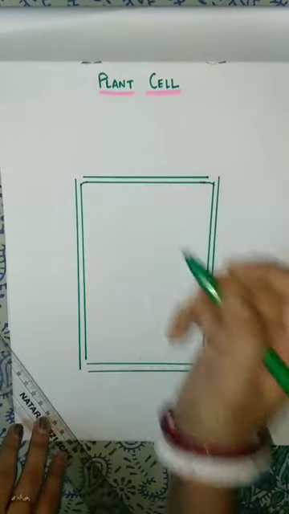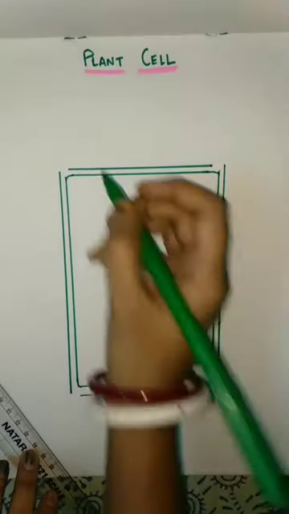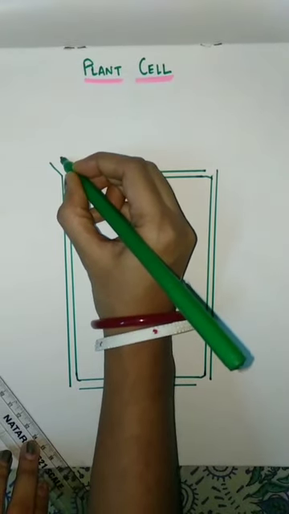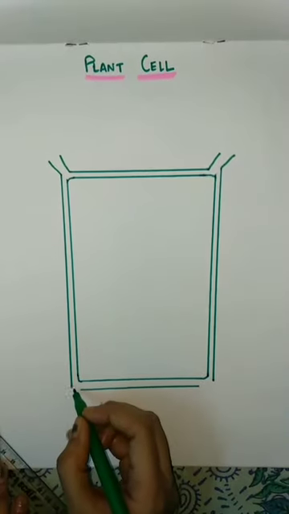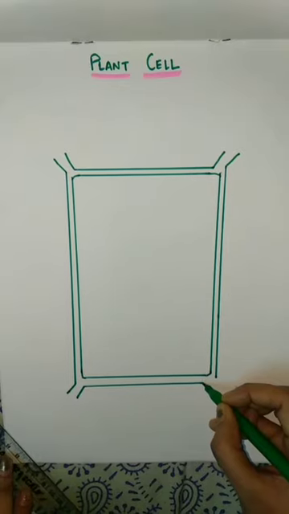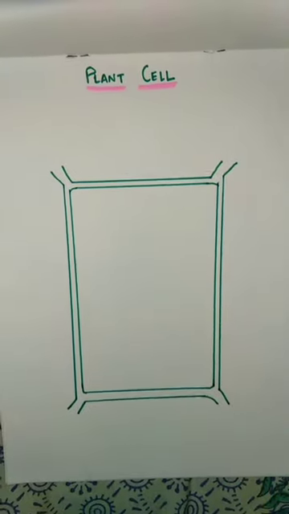Okay, now I'm going to join the inner rectangle with curved lines like this. And I'm extending the corners of the outer rectangle like this. So this completes the outer cell wall and the inner cell membrane.